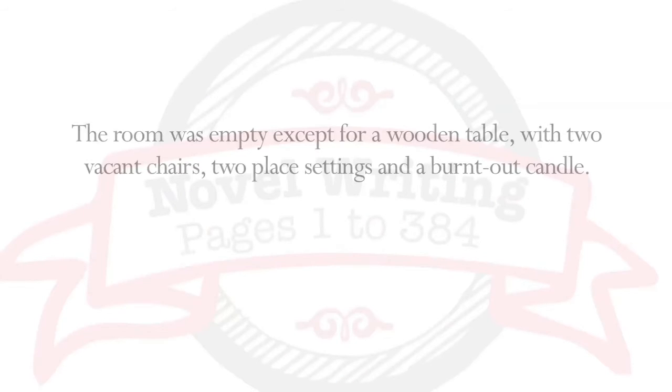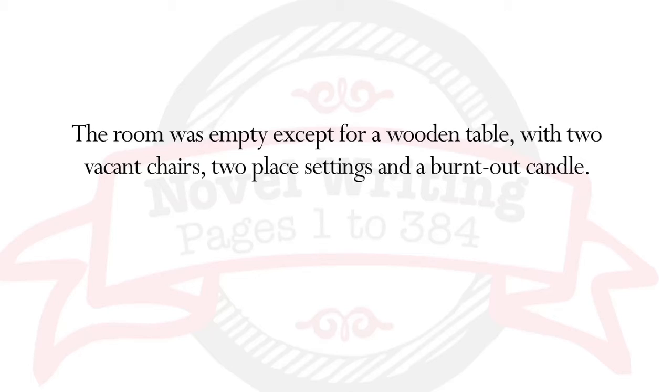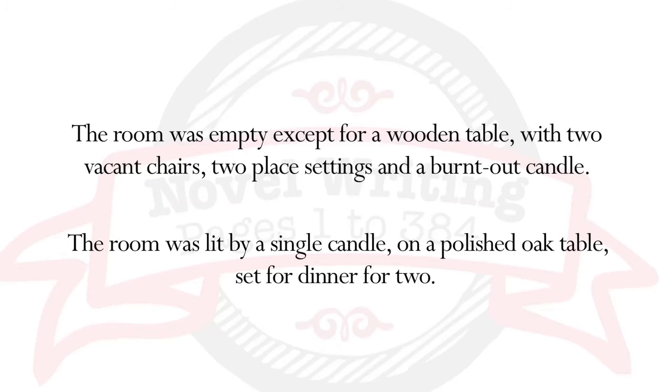So take a look at this sentence. The room was empty except for a wooden table, with 2 vacant chairs, 2 place settings and a burnt-out candle. And then this one. The room was lit by a single candle, on a polished oak table, set for dinner for 2.